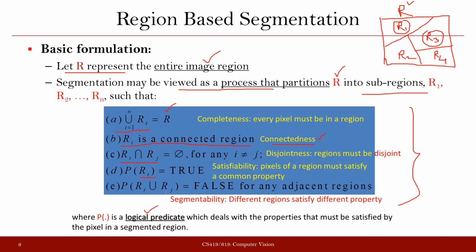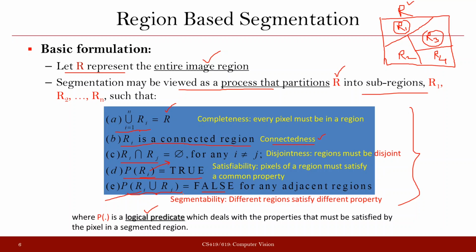if you take the union of Ri and Rj and analyze that predicate, you will find that it will be false. The predicate is true when all the pixels have the same property. Like we said, P of Ri is true because in Ri all the pixels have the same property. But if we take the union of Ri and Rj, Ri has one kind of property and Rj has a different kind of property. So the region you get after combining Ri and Rj will have two types of pixels, right? One coming from Ri, and another coming from Rj.